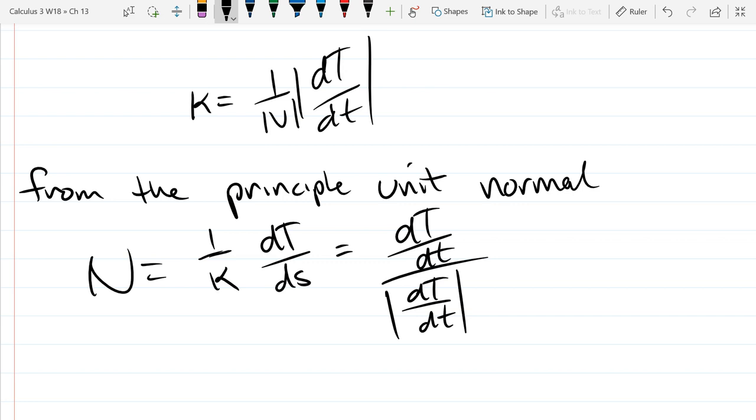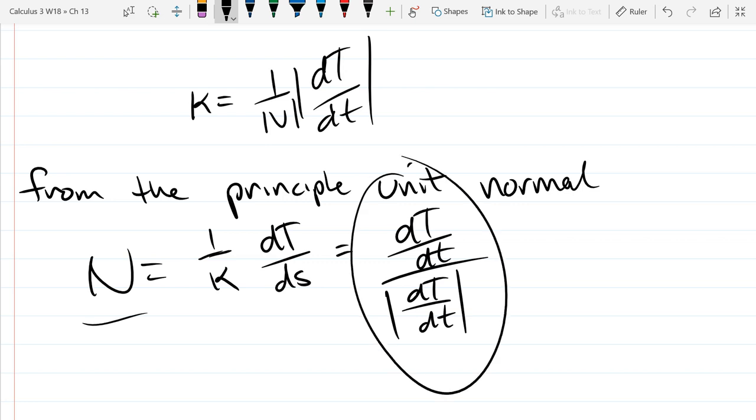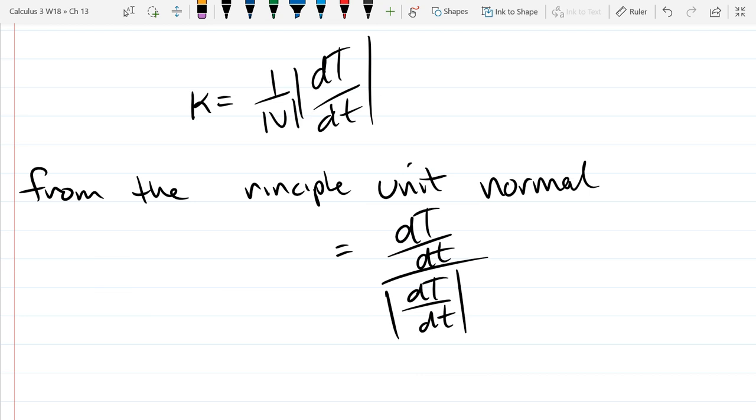So somehow we have to get N into here. This is the definition of N, the left and the right. That's the definition of N, right? T prime over magnitude T prime. That's the definition of N right there. So I can write N equals. Now the question is, why does it also equal what I just erased?